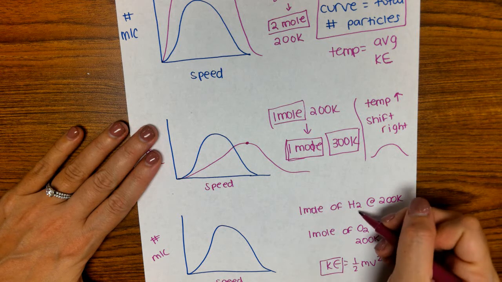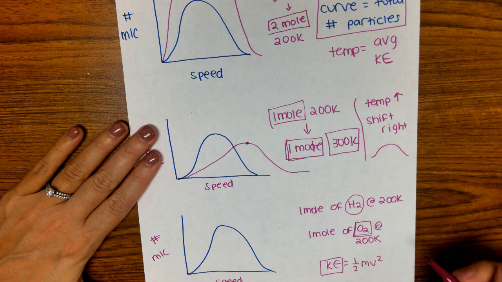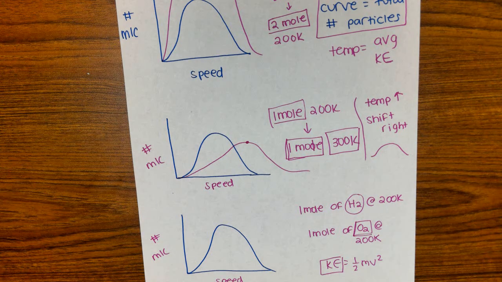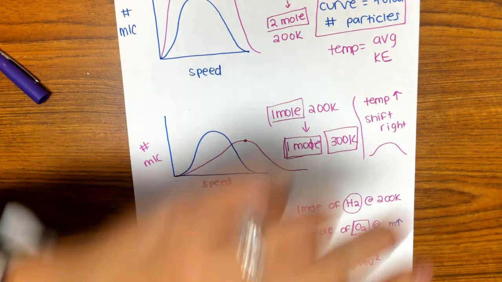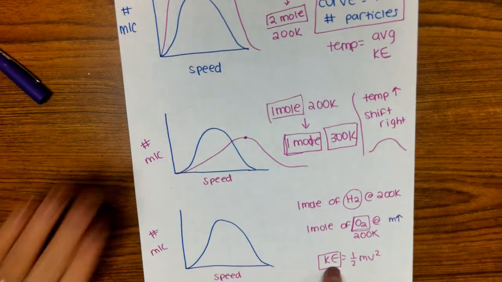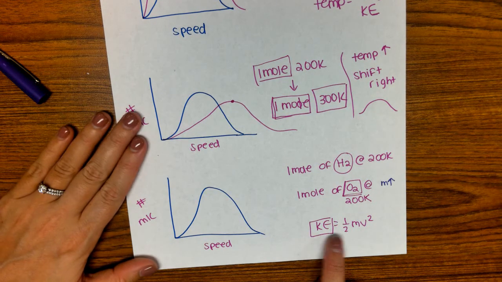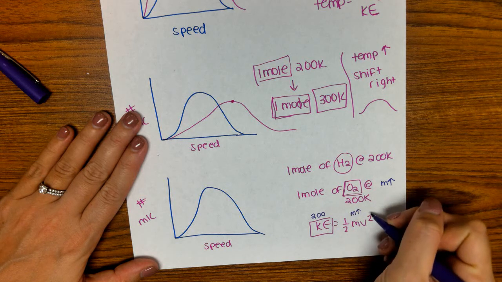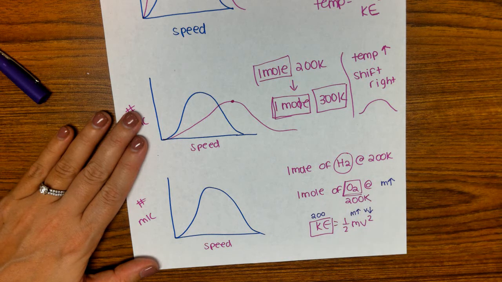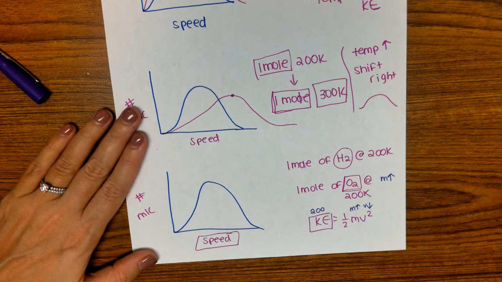But what has changed? It was hydrogen, now it's oxygen. What do we know about the mass of oxygen? We know oxygen weighs a lot more than hydrogen, so mass has gone up, which means if temperature, or average kinetic energy, is going to stay the same, then that velocity, if this number is going to stay the same but mass has gone up, the average speed or velocity has to go down to keep it the same. And if speed is going down, that's going to shift our x-axis to the left.